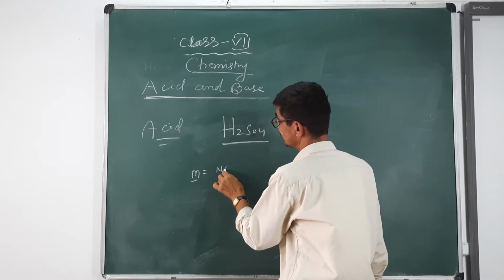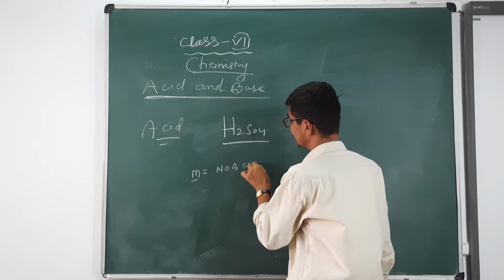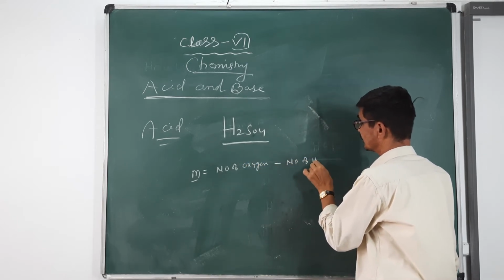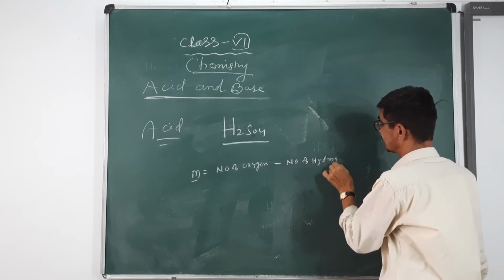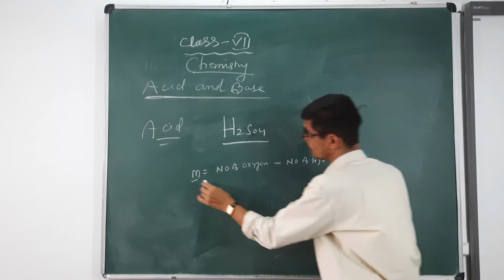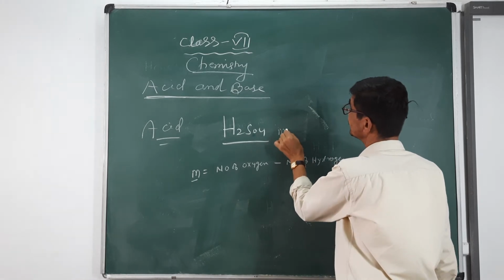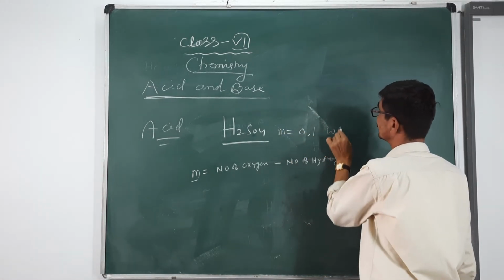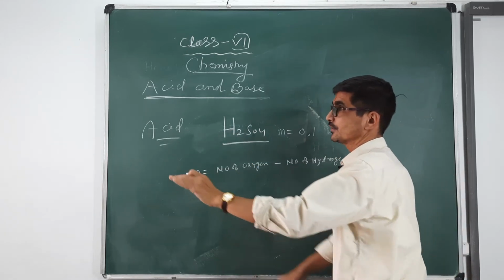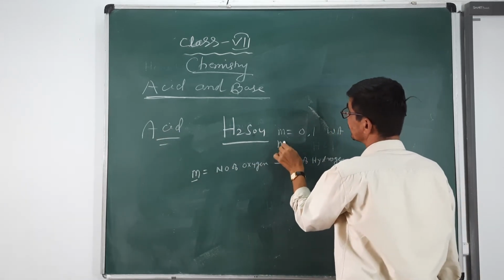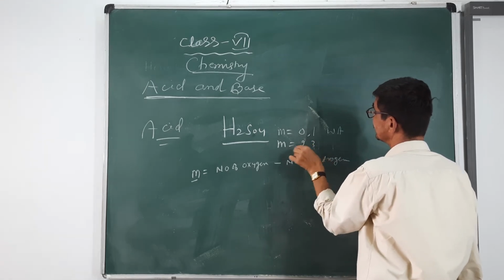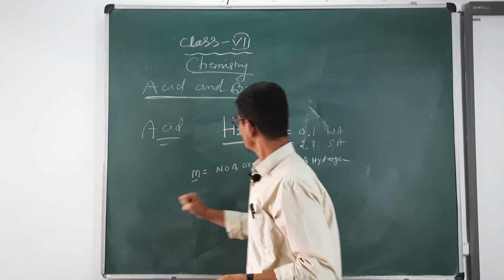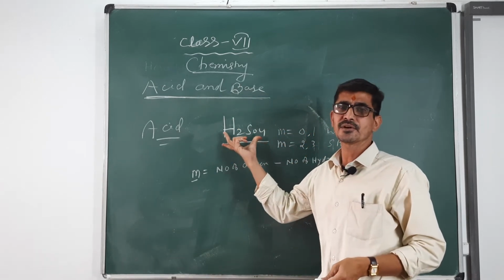So, number of oxygen minus number of hydrogen, that is M. If the value of M is 0 or 1, then it is called a weak acid. If the value of M is 2 or 3, then it is called a strong acid. So now, sulfuric acid is called a strong acid. How can you say it is a strong acid?